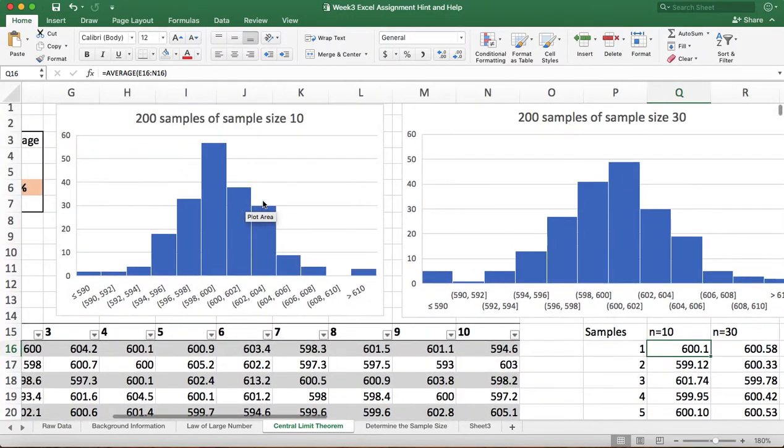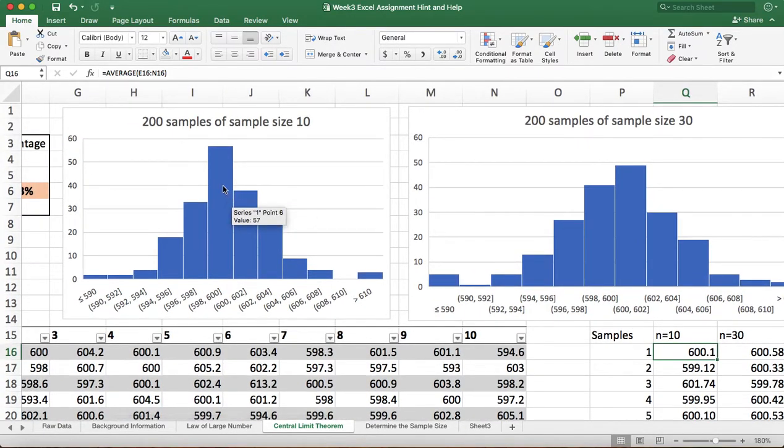This graph, histogram, is the distribution of these 200 samples of sample size 10. Look at this histogram. The distribution looks pretty close to a normal distribution.